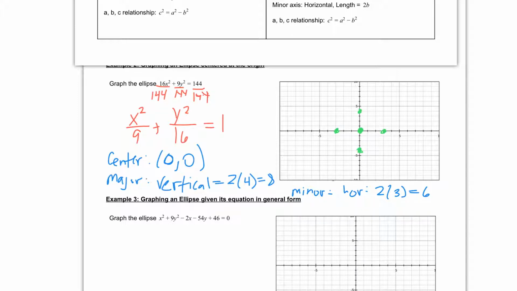And then I'm going to draw in my ellipse. Again, it should be rounded as I go through it, and do the best that you can. If you have questions on this, let me know. Otherwise, you can move on to example 3.